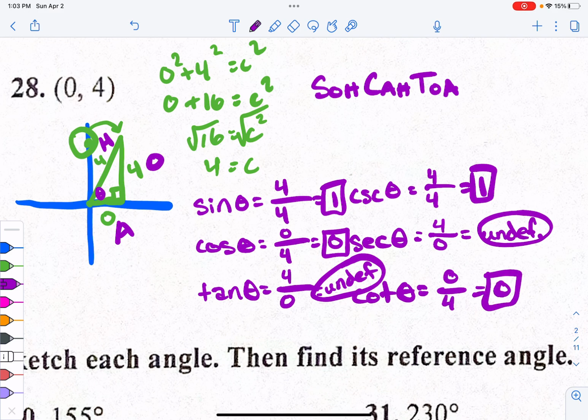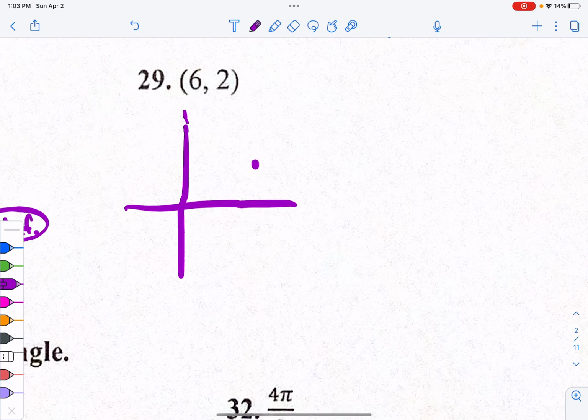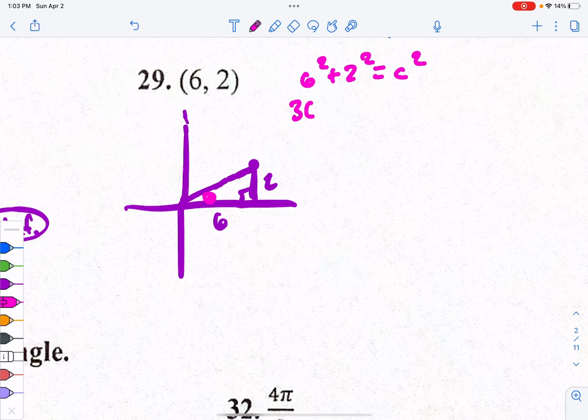Okay, so again, we cheated by making him into a triangle, even though he's not really a triangle because his bottom side is 0, but we'll just make him look like that to make it easier to calculate. Okay, all right, 29, last one, 6, 2. We're getting closer. 6, 2, here he is. 6 over 2 up. Here's my right angle. And theta lives here. And if we do 6 squared plus 2 squared equals c squared, we've got 36 plus 4. And that's 40. So we'll write him out as the square root of 40.